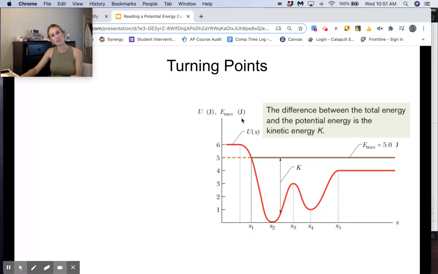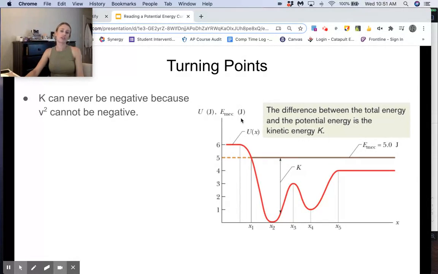Now, because of this, we get these things called turning points. A turning point is a place that we can't go beyond. The whole key here is that kinetic energy can never be negative, because v squared can't be negative. So we know kinetic energy is equal to 1/2 mv squared. Mass isn't negative. Velocity could be negative, but a negative times a negative can never be negative. So because of that, kinetic energy itself can't be negative.